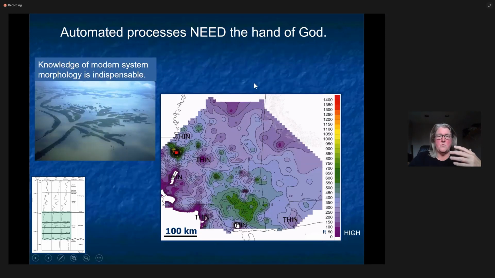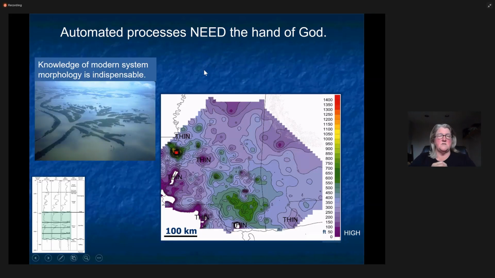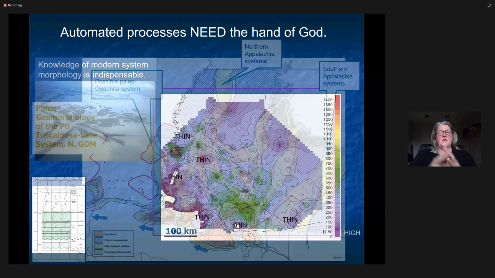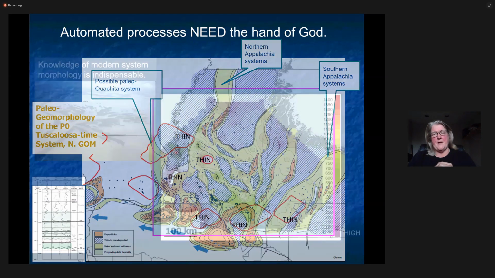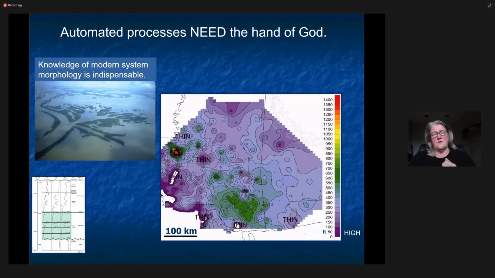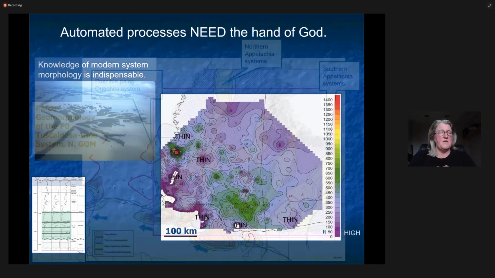But what we need to do with this is apply the knowledge of modern system morphology, and applying that knowledge is indispensable when it comes to truly mapping and understanding these geometries and architectures. So if we're to truly understand the accommodation-scape of the lower Tuscaloosa, we need to, what I say, apply the hand of God. And I don't claim to be God, but I could take a map like this and I could bust it with a little bit of knowledge to really make something meaningful.